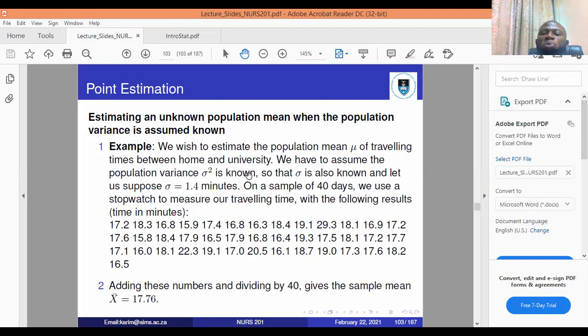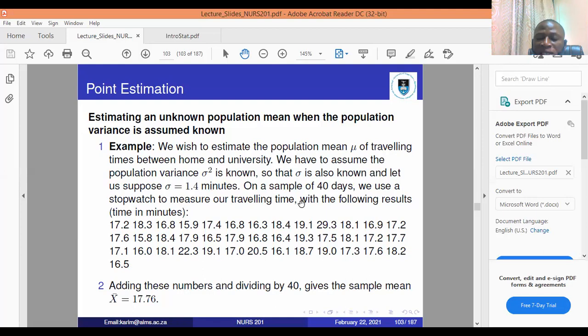Now, let's compute the mean of the data. So you decide to use your stopwatch or maybe your phone to record the time it takes you to walk to the university. So the first day you recorded 17.2 minutes, the second day 18.3 minutes, up to the last day 16.5 minutes. So you decided to do this for 40 days. You can do it for 50 days, you can do it for 60 days, depending on how much time you have.